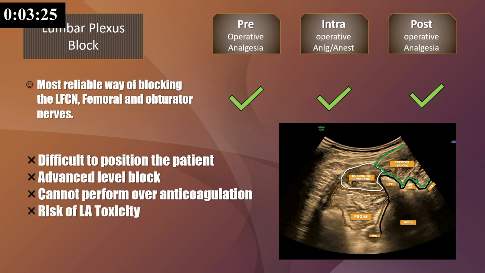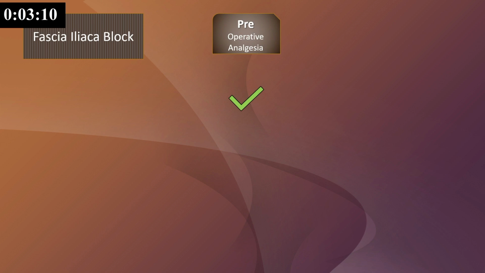Okay, and of course, if the patient is very frail and you're trying to add a sacral plexus to this, your volumes and concentrations of local anesthetic are going to go high, and these patients may be subjected to issues with LA toxicity. Fascia iliaca block, again, very popular, recommended across many guidelines.